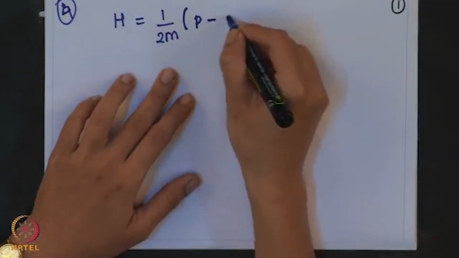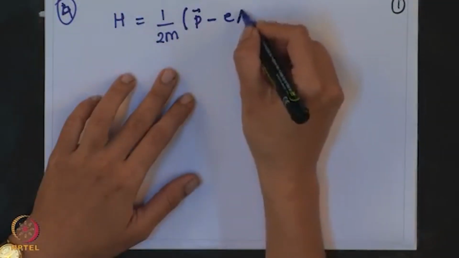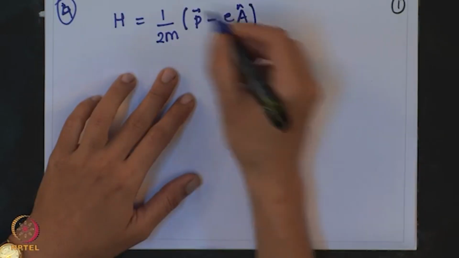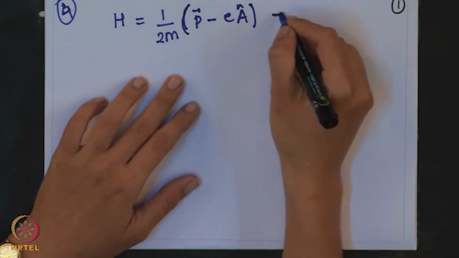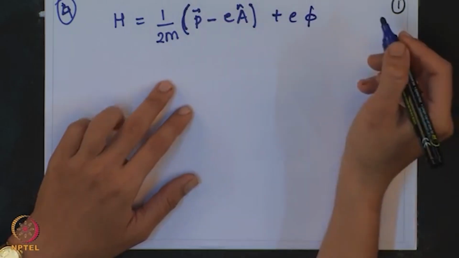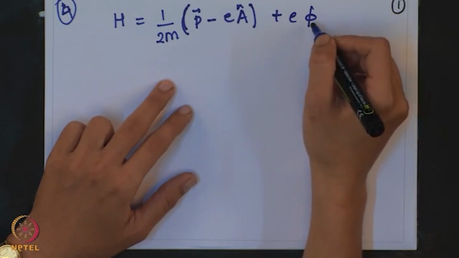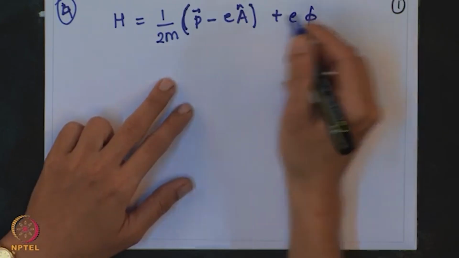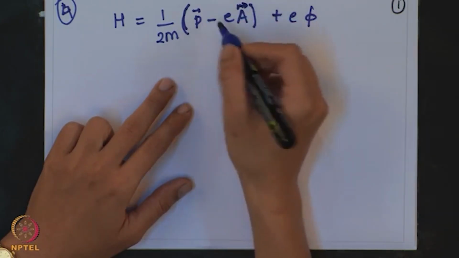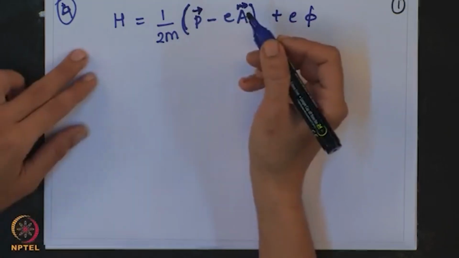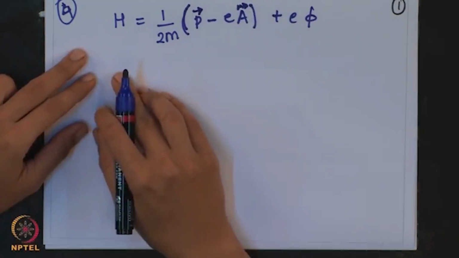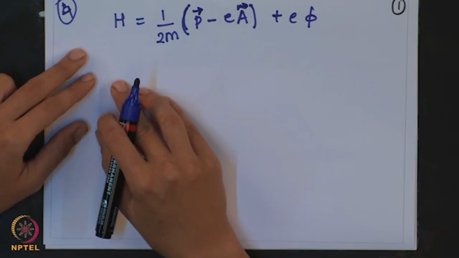(P minus eA)^2 upon 2m, plus the scalar potential phi, where A is the vector potential and phi is a scalar potential which is given to you, and P is the momentum. So, now we have to find out a quantum mechanical Lorentz force, which is proportional to d square r by dt square.